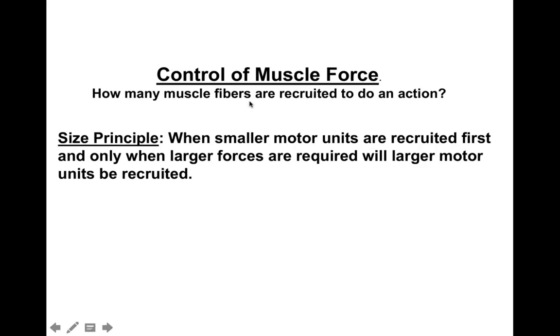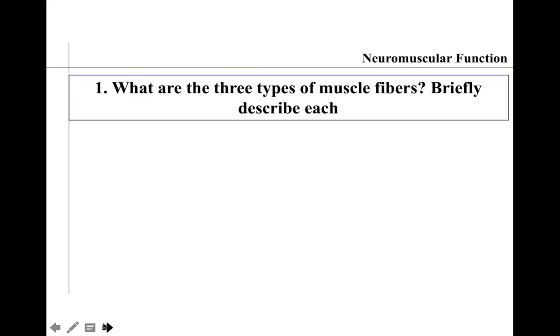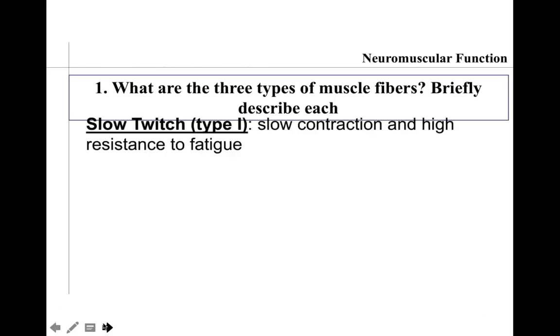So in controlling a muscle force, this has to do with how many muscle fibers are recruited to do an action. There's something called the size principle, and that occurs when smaller motor units are recruited first, and then as larger forces are required, your larger motor units will be recruited. This is the body's way of controlling its own muscle system.